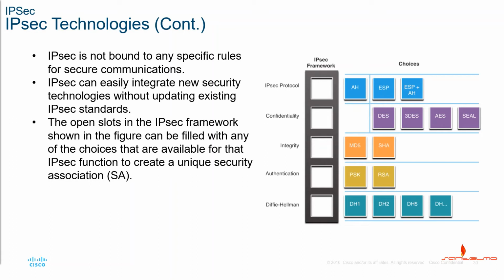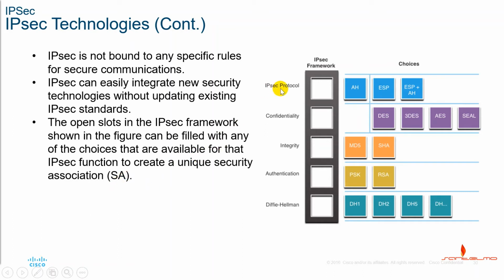The open slots shown in the IPsec framework in this figure mean we have to choose a combination of these choices to come up with our own combo. The open slots can be filled with any of the choices available for that IPsec function to create a unique security association, or SA.